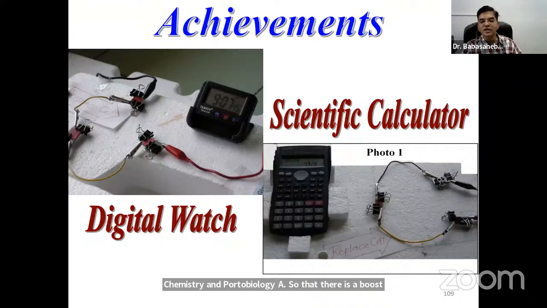This is the efficiency calculation by using an instrument. But I want to demonstrate how it is working. Here you can see a calculator and a digital watch. As each cell gives 0.5 volt, for one device we require 1.5 volt. So without any perfect sealing, just with crocodile pins, we have connected three cells in series to give 1.5 volt. With this we have run the calculator as well as the digital watch by the lab fabricated dye sensitized solar cell. That is the satisfaction you can get.